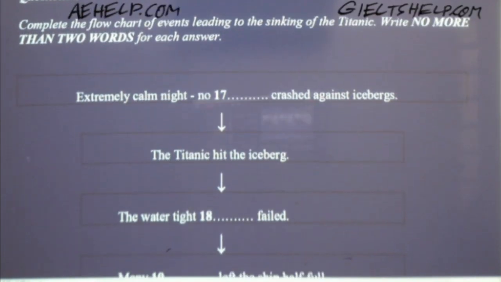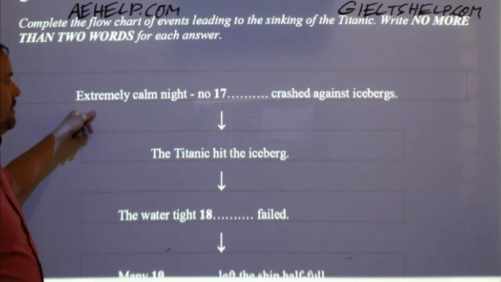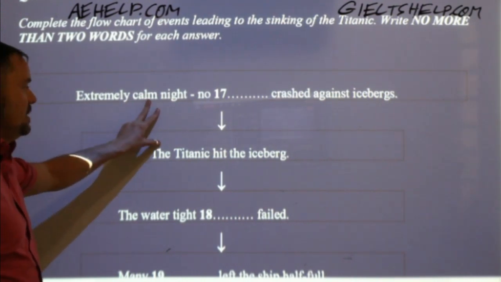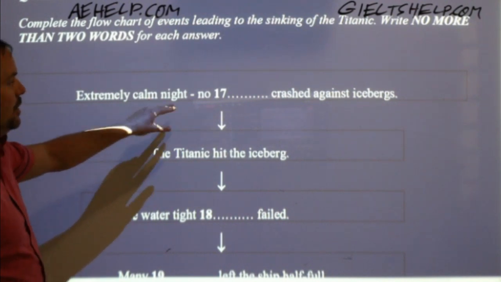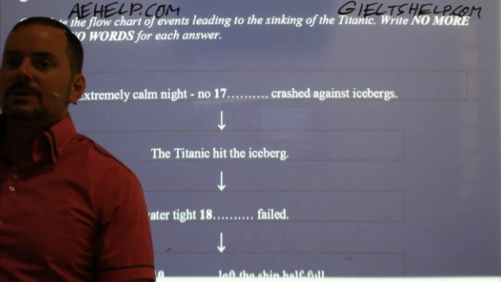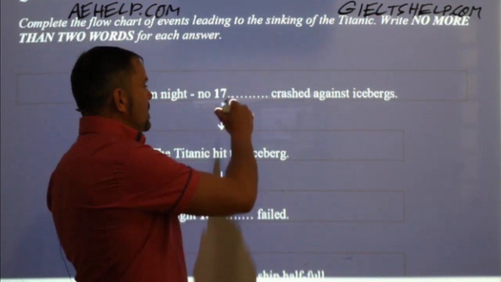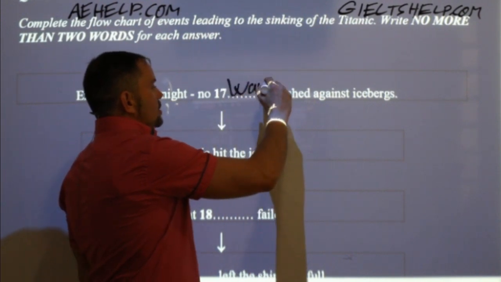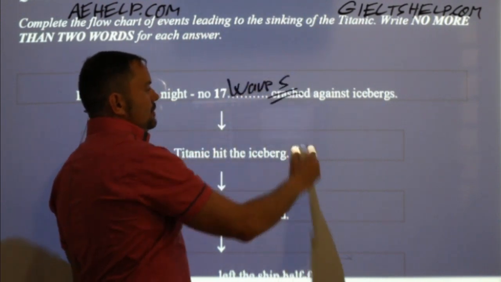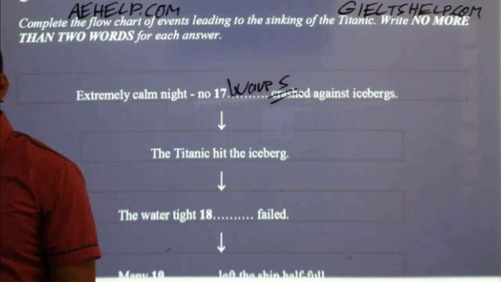All right. Here we had a flow chart. We had to fill these in. So it was an extremely calm night. There were no something that crashed against the iceberg. What's the answer there? Charlie Sen says waves. That's right, waves. Students, waves are countable, so you need the S. It's not just wave, it's waves.